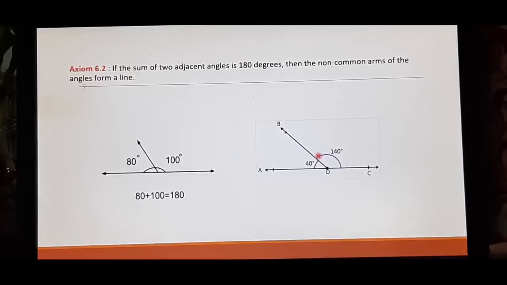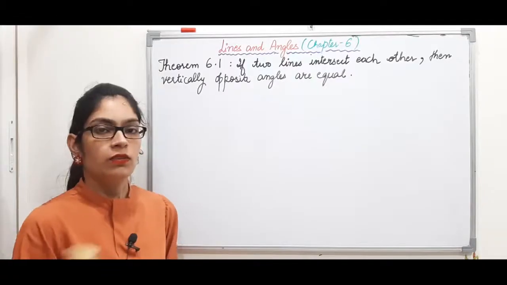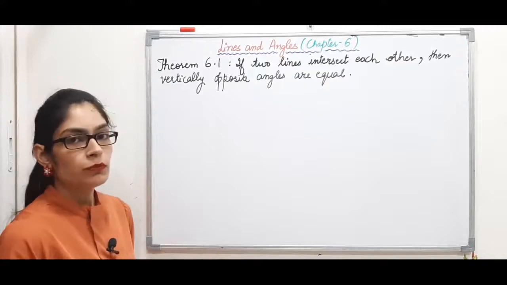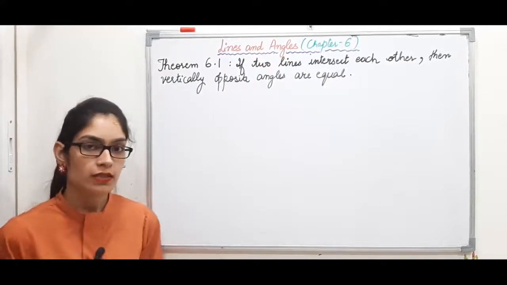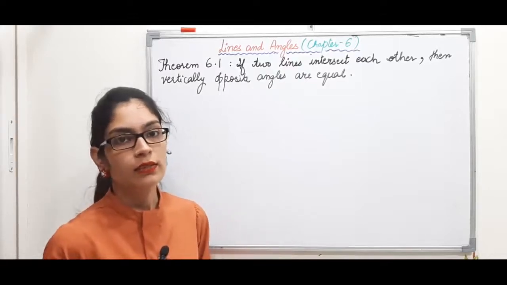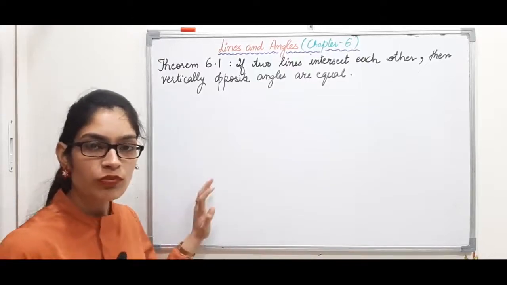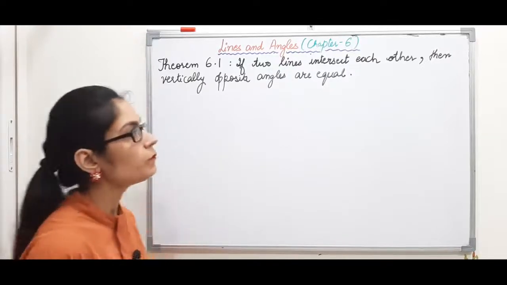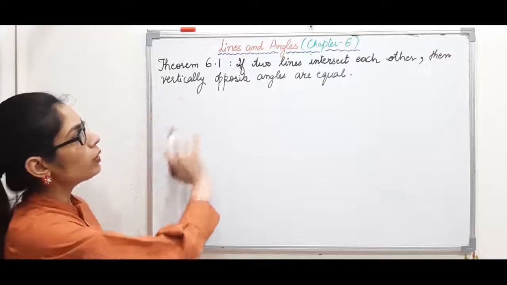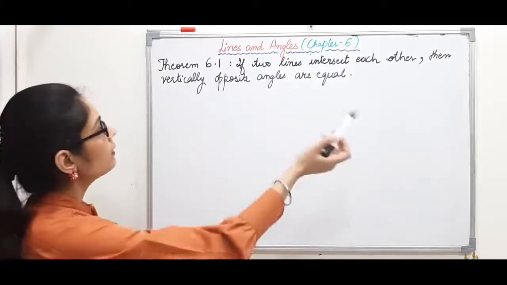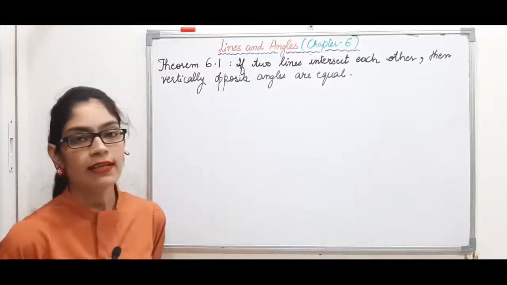And next we have one theorem. So let's do the proof of Theorem 6.1. For theorems we always have to do the proofs, because in exams also proofs can sometimes be asked. So these proved results we can use while solving the questions of the exercise. So let's start. Theorem 6.1 says: if two lines intersect each other, then vertically opposite angles are equal.